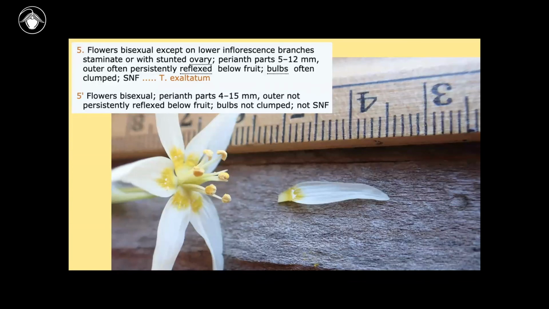Flowers bisexual, except on lower inflorescence branches staminate or with stunted ovary, perianth parts 5 to 12 millimeters, outer often persistently reflexed below fruit, bulbs often clumped, Sierra Nevada foothills, Toxicoscordion exaltatum. Or flowers bisexual, perianth parts 4 to 15 millimeters, outer not persistently reflexed below fruit, bulbs not clumped, not Sierra Nevada foothills. So we do have all flowers bisexual, and the perianth parts are approaching 15 millimeters.